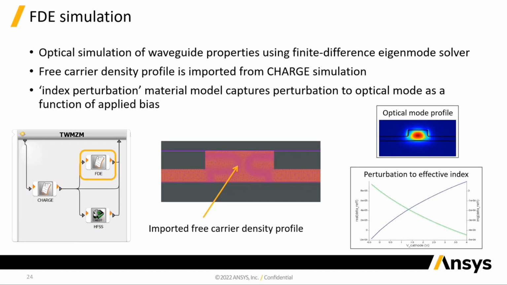Then, with the doping profile and the free carrier variation based on the bias imported into FDE, we can simulate the optical index perturbation of the modulator based on the different biases. The nominal waveguide information about this model is also simulated in this FDE solver.